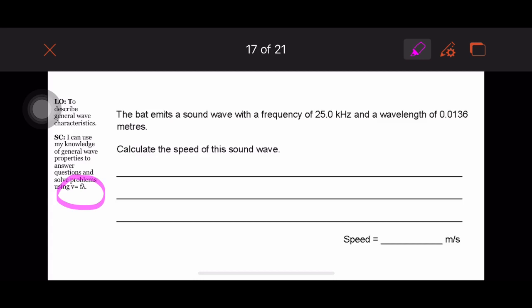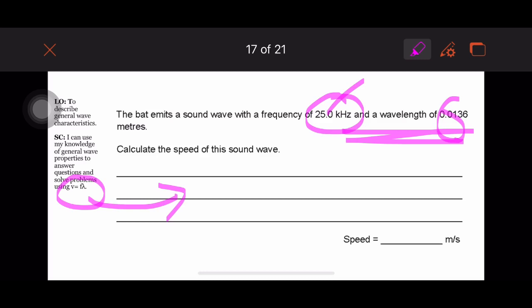So first thing first, the marks, I forgot to give you the marks. Basically the formula is not given, so 1 mark for that. 1 mark for the conversion, and then 1 mark for the working using v is equal to f lambda, and 1 mark for the answer here. The meter per second will not be given a mark because it's already given in the blank.